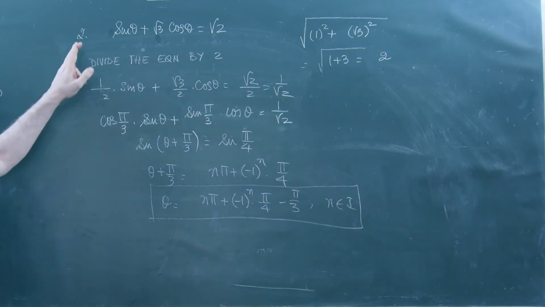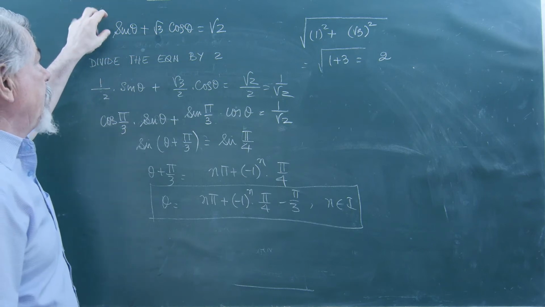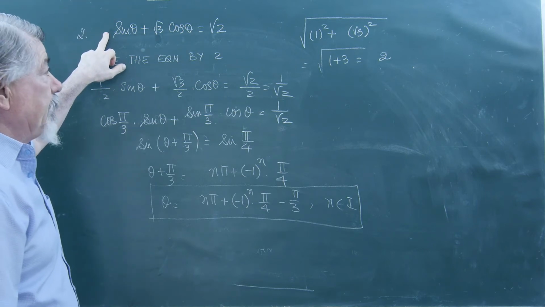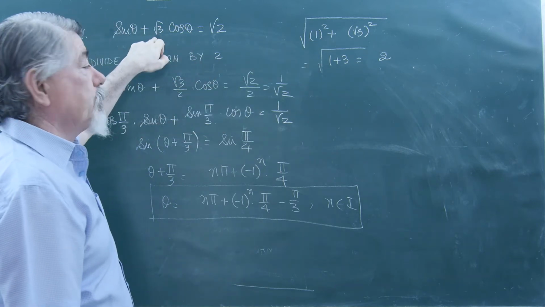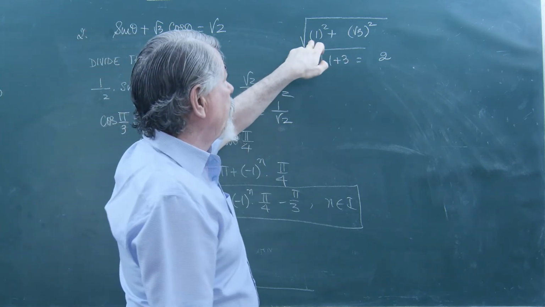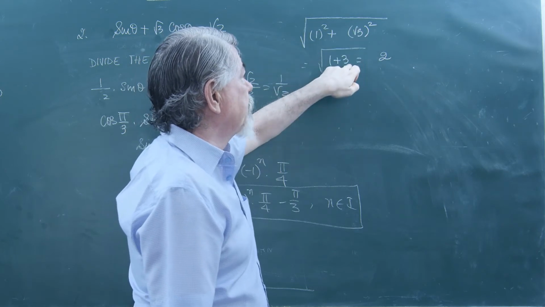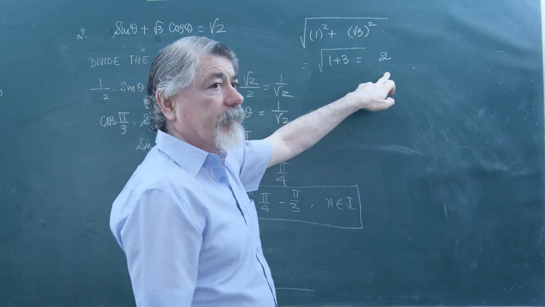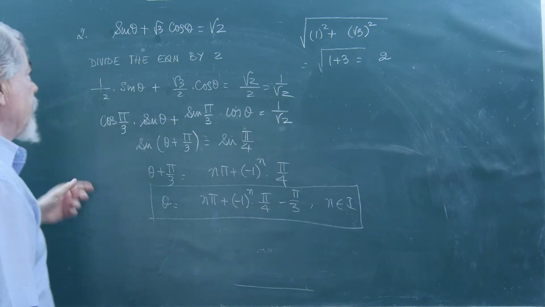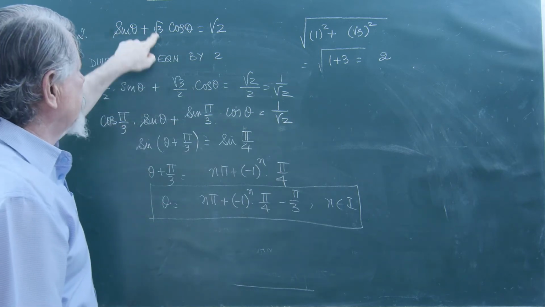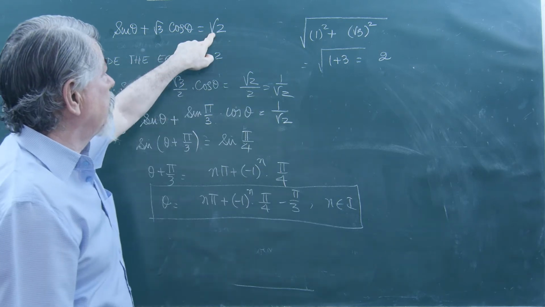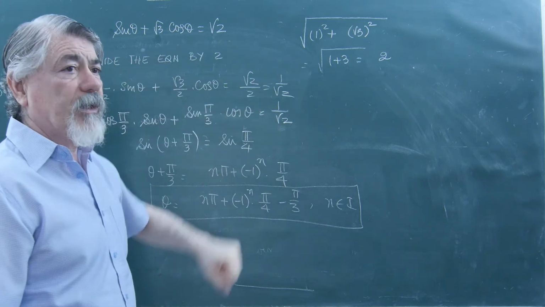What have we done here is we took the coefficient of sine theta, which was 1 square. Coefficient of cos theta is root 3 square. 1 square is 1, root 3 square is 3. A square root of that came out to be 2. We divided the whole equation by 2, like we divided 1 by 2 sine theta plus root 3 by 2 cos theta. Root 2 divided by 2 gave you 1 upon root 2.